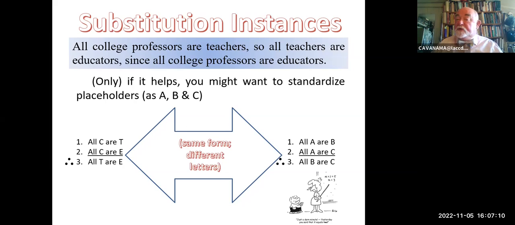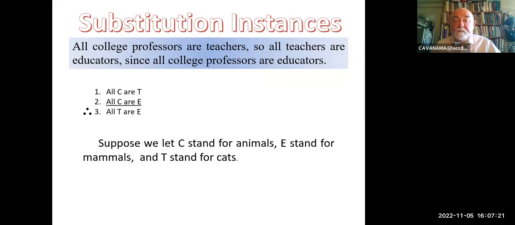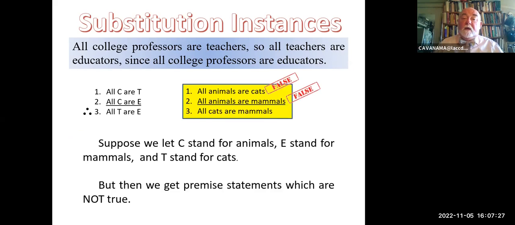You might want to substitute, if you want to put in the A's, B's, and C's, if that helps. You can do that, but you really have the same form, just different letters. Now, what kinds of dogs and cats examples will make the premises true? Suppose we let C stand for animals, E stand for mammals, T stand for cats. Then what do we get? All animals are cats, all animals are mammals, therefore all cats are mammals.